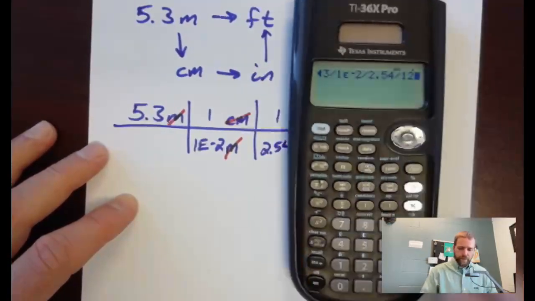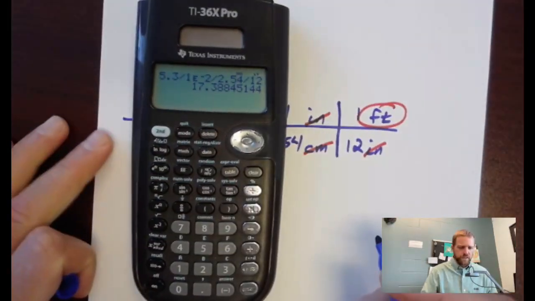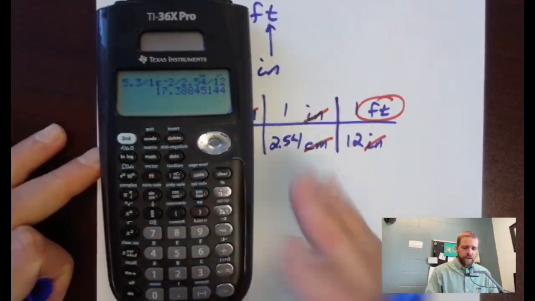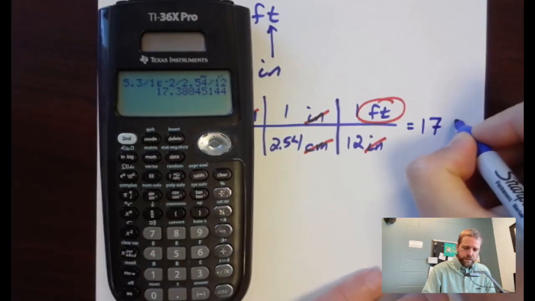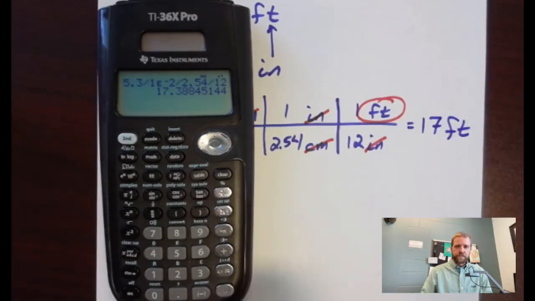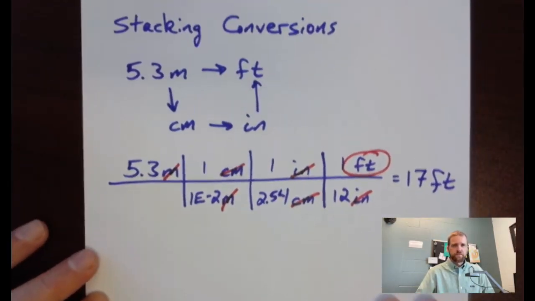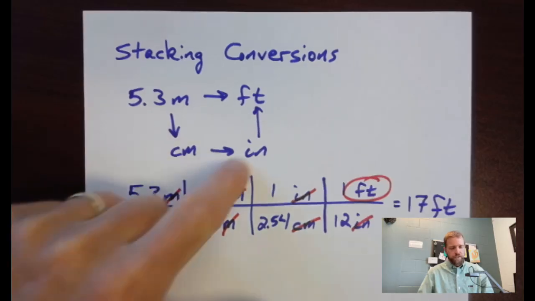So I hit enter, and then I get the answer, which is 17.388. Since I have 2 sig figs, I'm going to put 17 feet. I'm going to report to 2 sig figs. Okay, so we can stack conversions like this if we need to go from one place to the other.